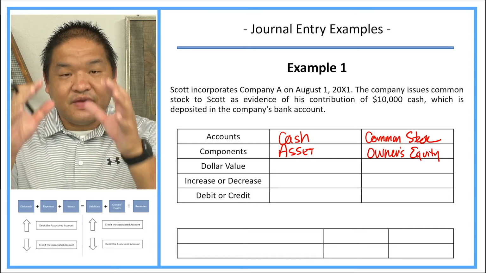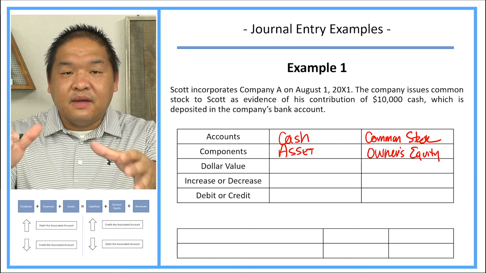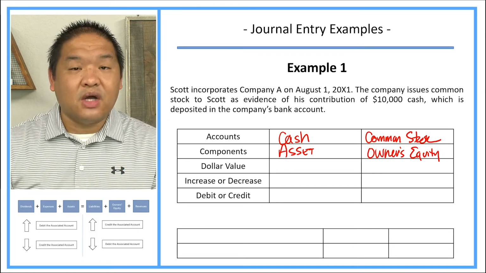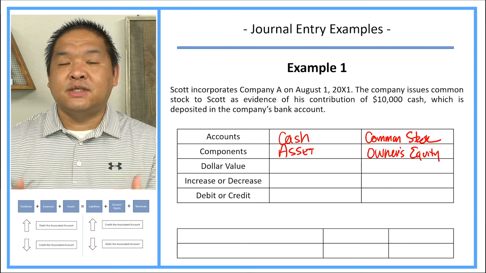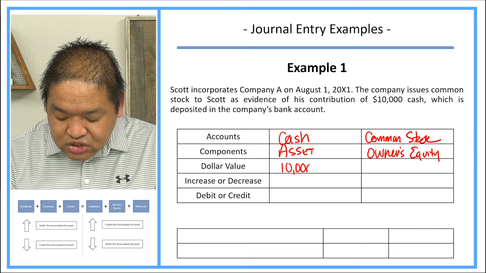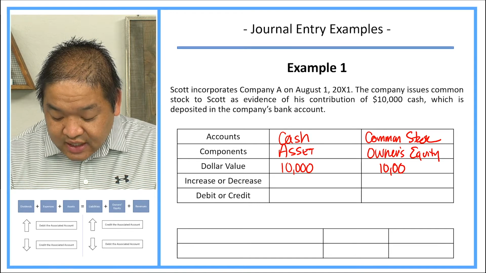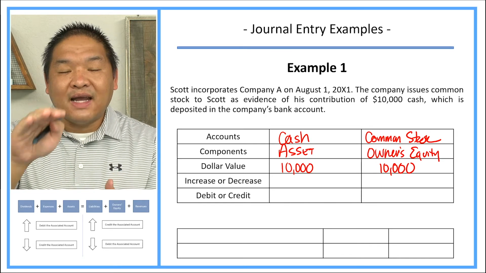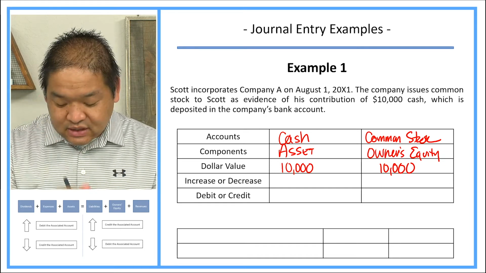All right, so now that we have our accounts, we've classified them to their components. The next question here is the dollar value. How much was exchanged in this transaction? Well, in this case, $10,000 was exchanged, and it happens to be both ways. I got $10,000, and Scott got $10,000 worth of common stock.